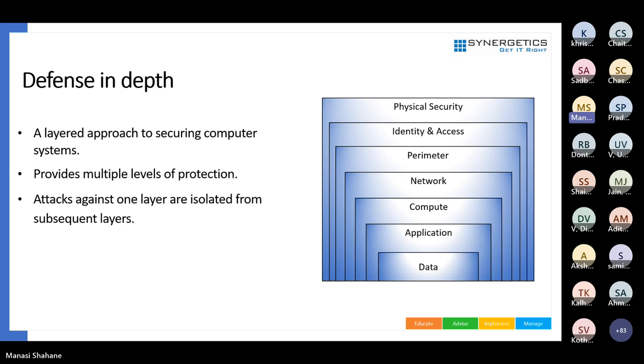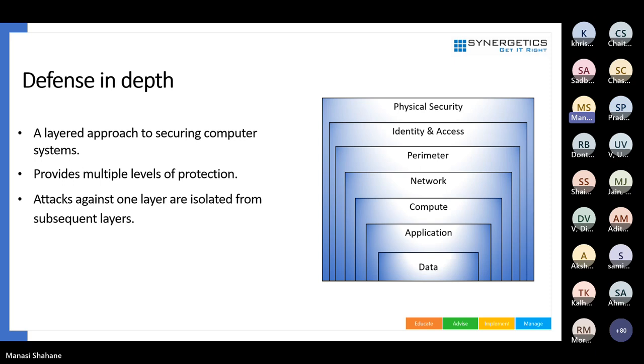Then you have the perimeter layer, where you can put protection against DDoS attacks. Azure has a DDoS protection service. I am pretty sure you all know what DDoS is, distributed denial of service. If you want to protect from that, you can put it on the perimeter layer.